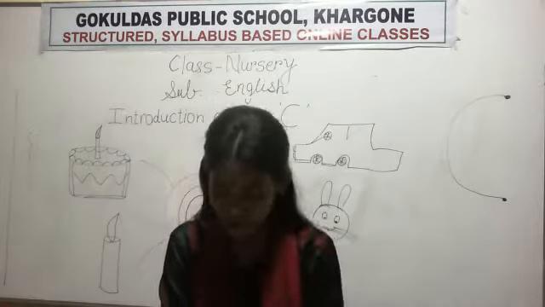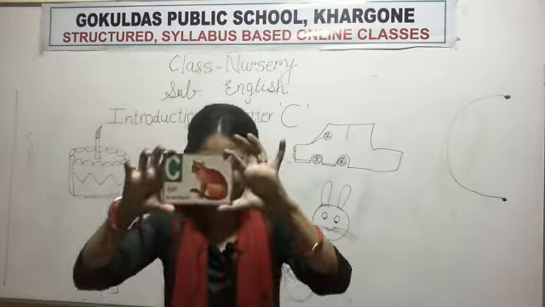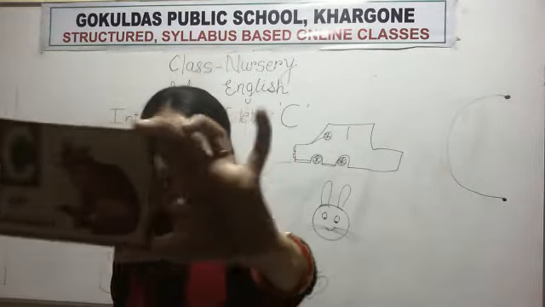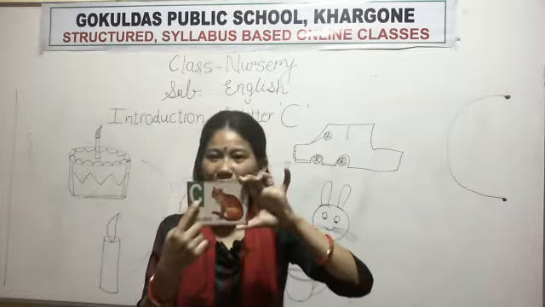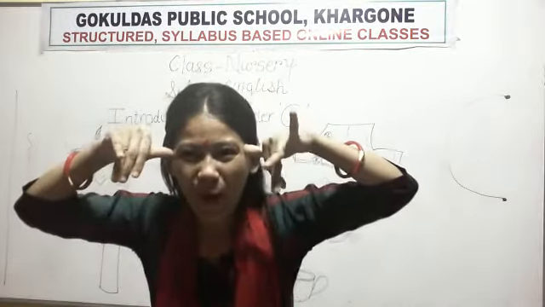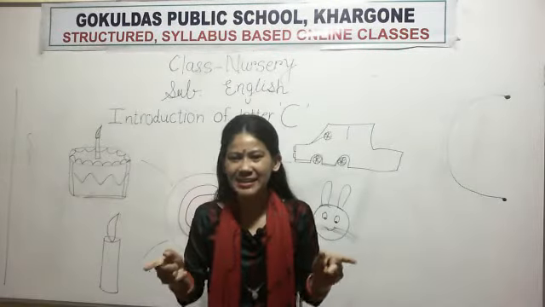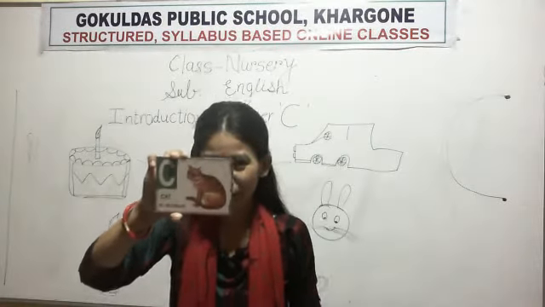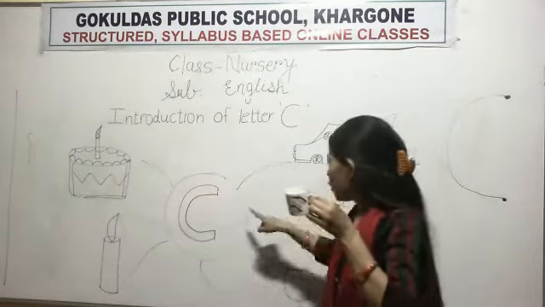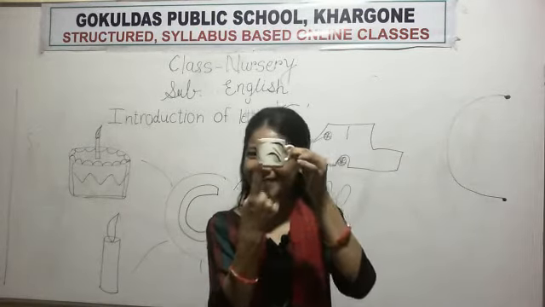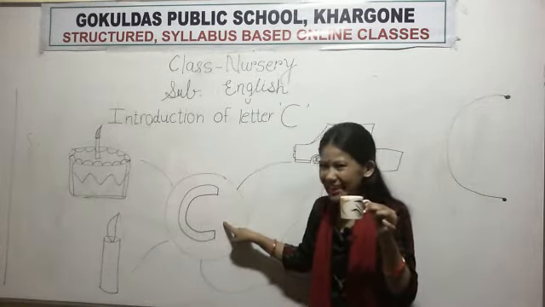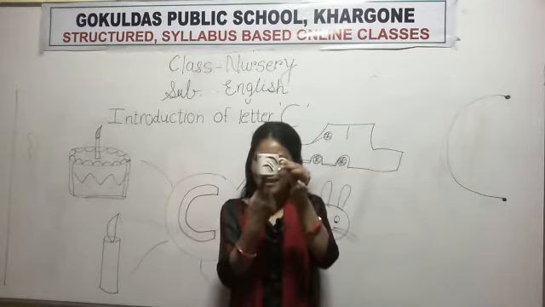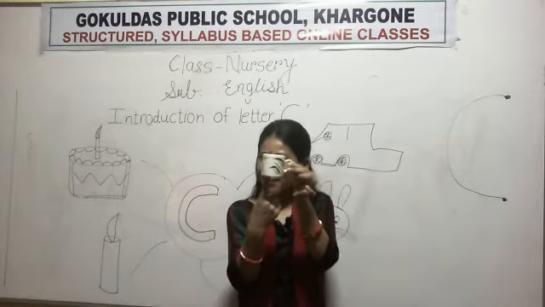Okay. Do you want to see cat? See, pussy cat. What is this? Cat. C for cat. Meow. See, this is cat. Okay. And C for cup. Which letter is this? C. C for cup. What is this? Cup. C for cup.